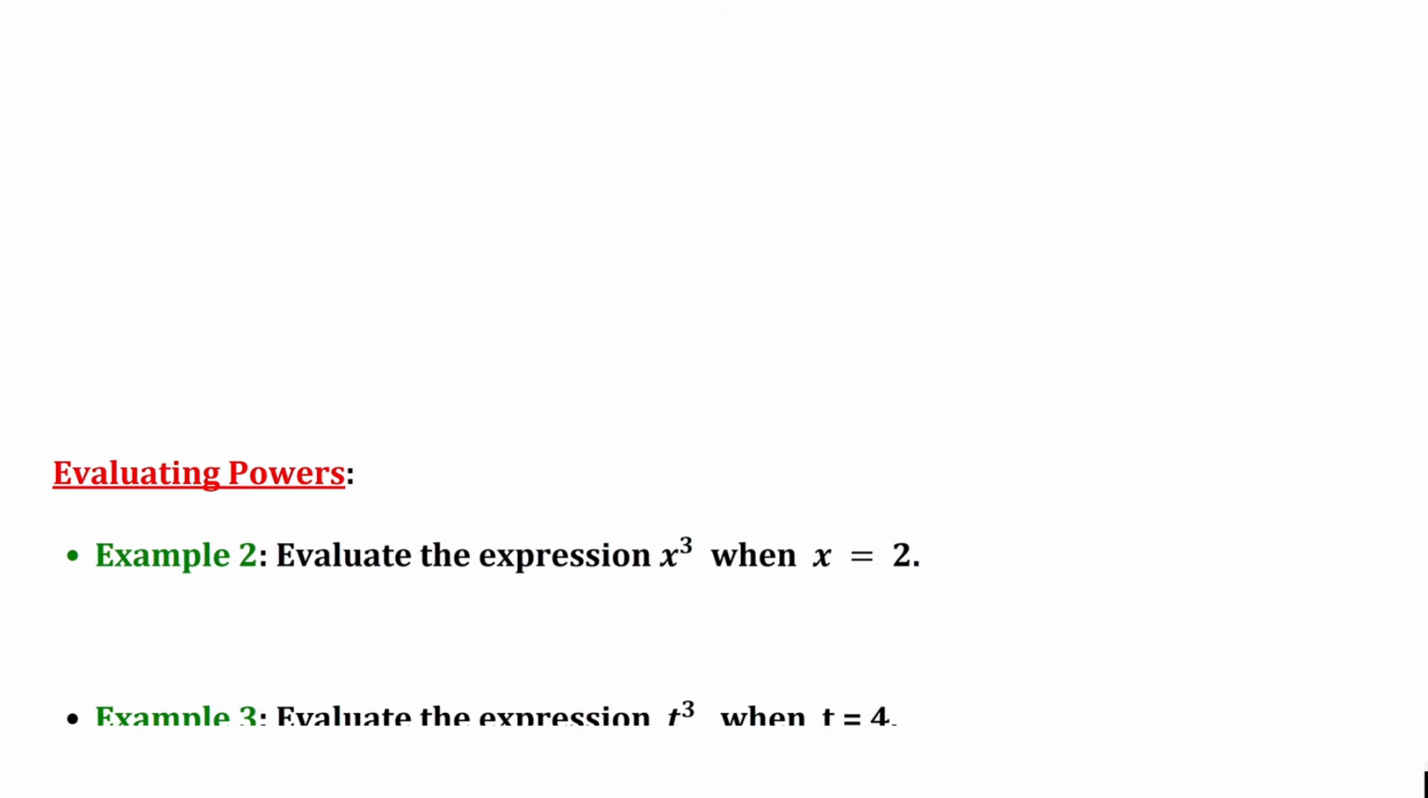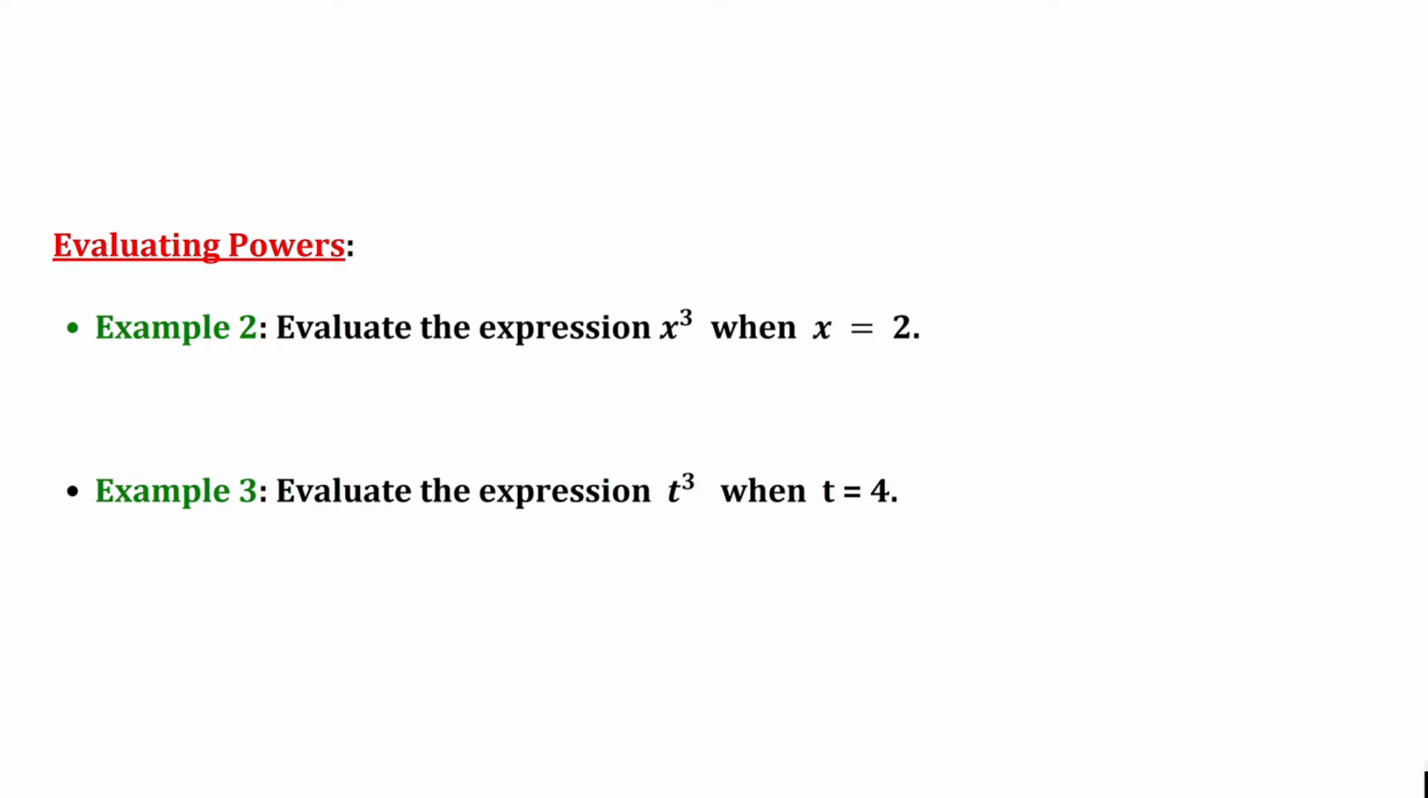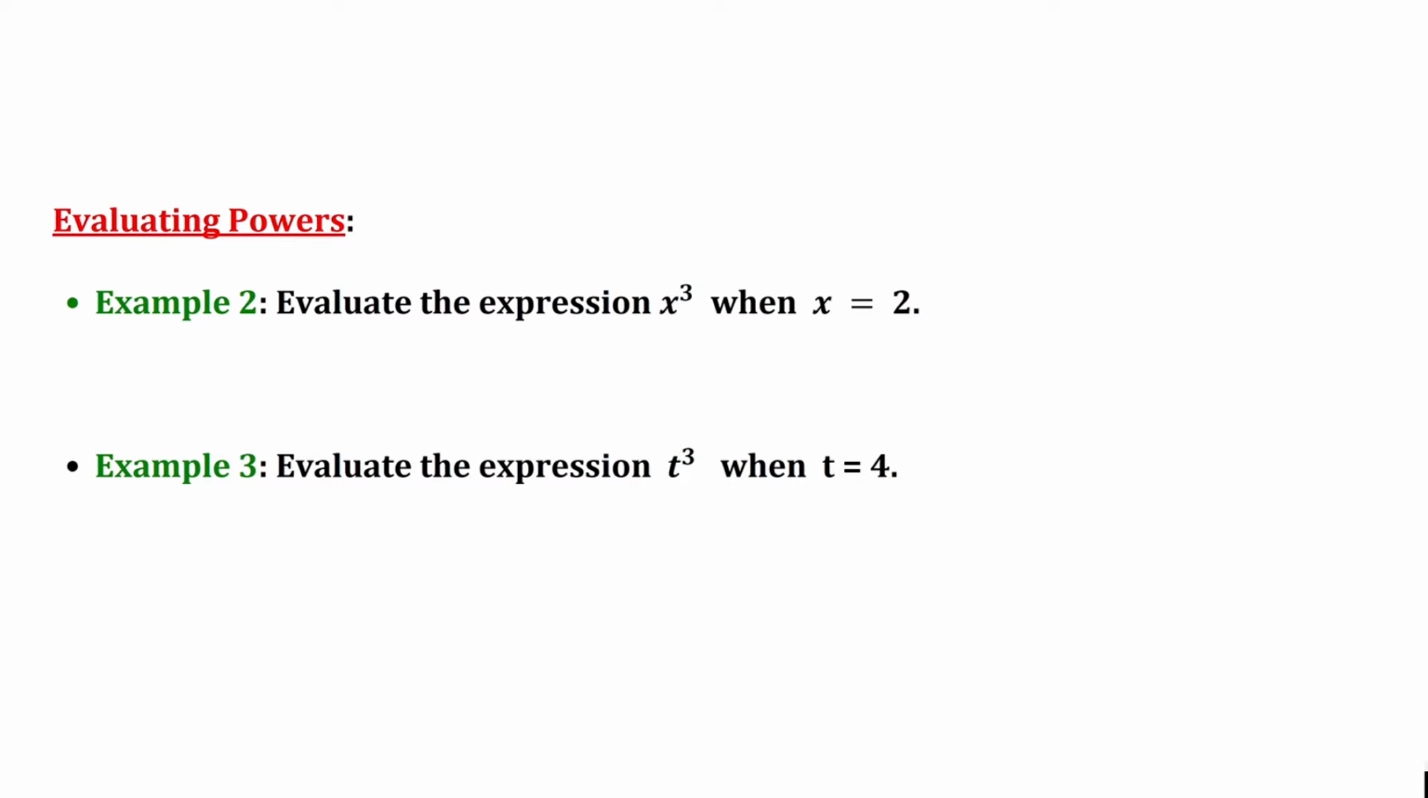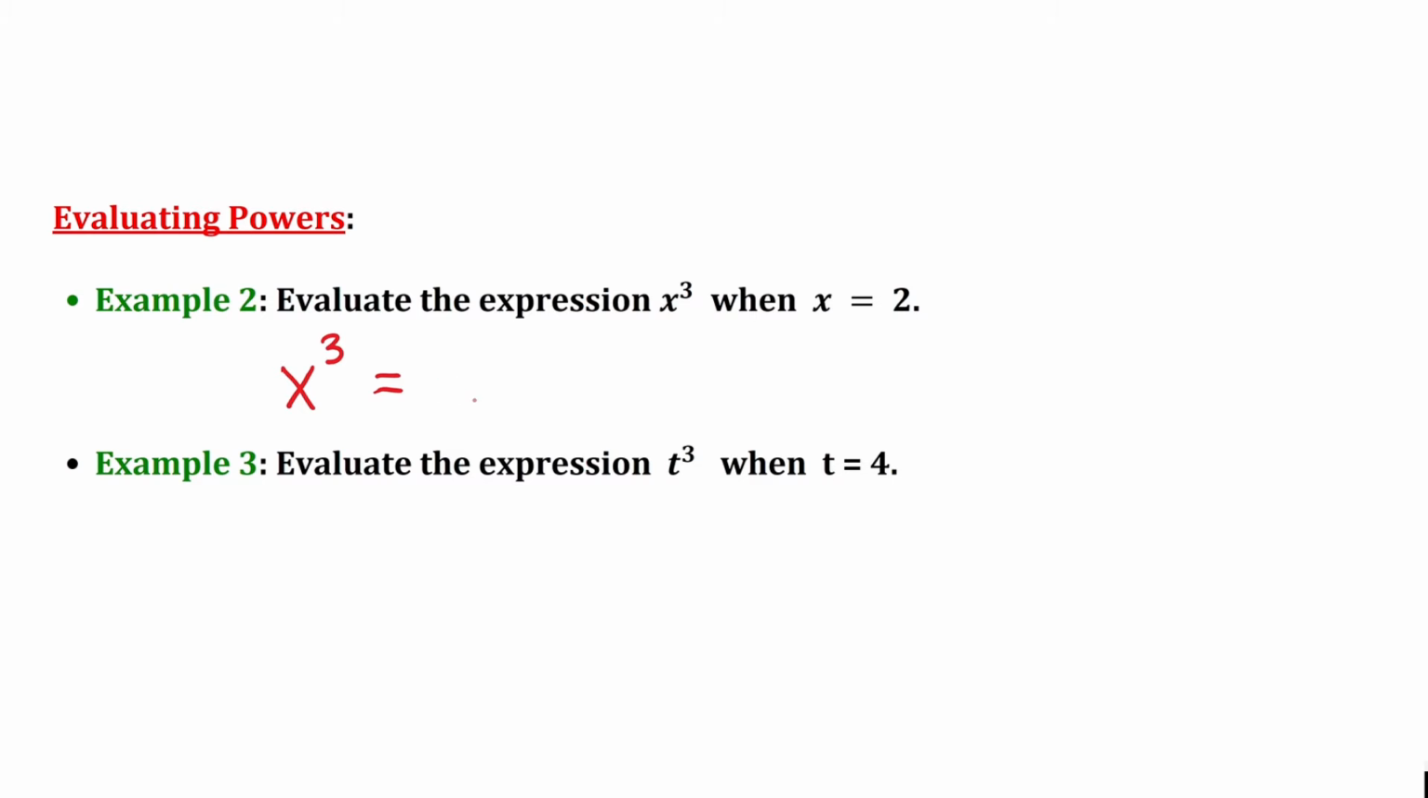Okay, so we're going to evaluate powers. Example 2 asks us to evaluate the expression x to the third power when x equals 2. What I like to do is just write what they gave me, x to the third power, and then I set it equal to, rewriting it again, except instead of writing x, I just put in 2. So we'll have 2 to the third power. Well, that means we have 3 2's multiplied times itself. 2 times 2 is 4 times another 2 is 8. And that will be our answer.